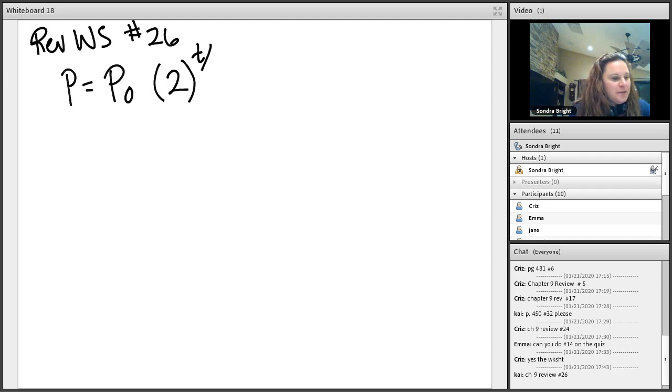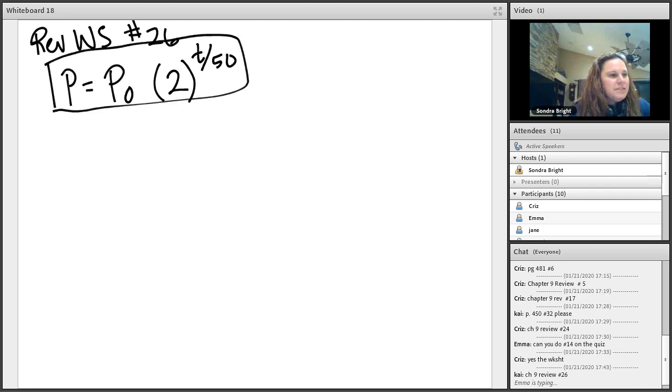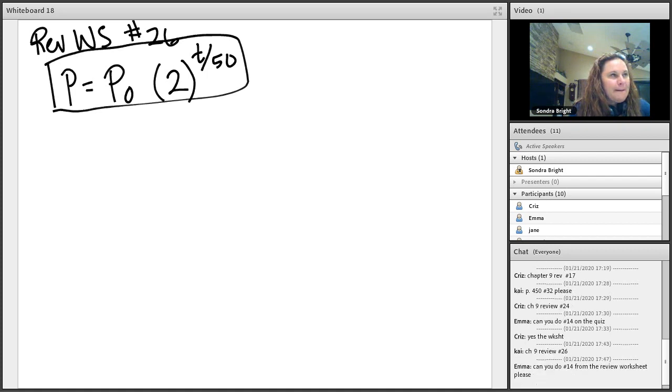t over, this will be your doubling time, and it doubles every 50 years. Like that. And then they want an equation that describes the population growth curve. Oh, well, there you go. That's what it is. Yeah, there's your population growth curve. And then if it's 500,000 today, that's your P naught.